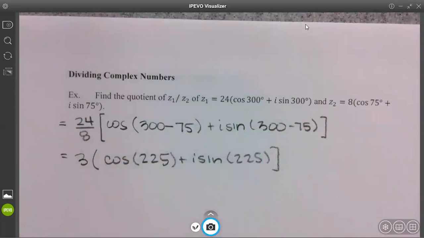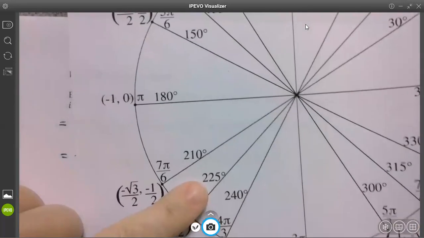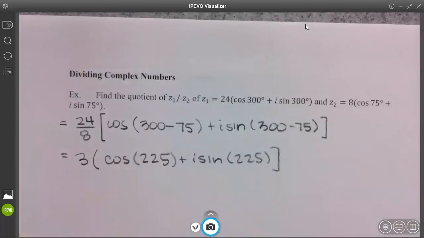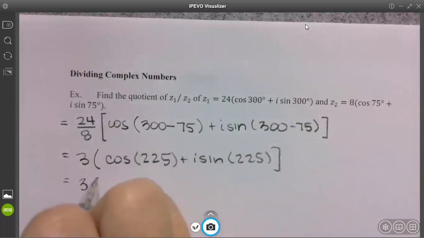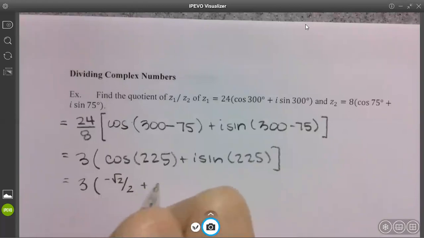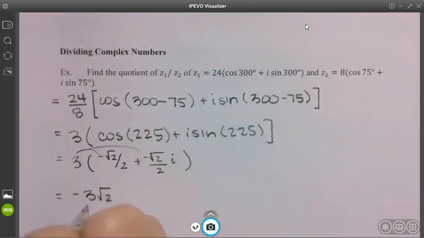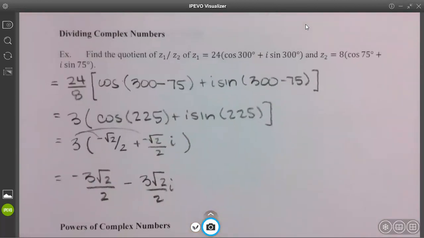If we look at our cheat sheets, 225 is here. Our coordinate is both negative square root of 2 over 2, so you can't really mess this one up. Cosine is your x coordinate, negative square root of 2 over 2, plus negative square root of 2 over 2 i. And then we're going to distribute our 3 in. So negative 3 square root of 2 over 2 minus 3 square root of 2 over 2. So again, same thing.